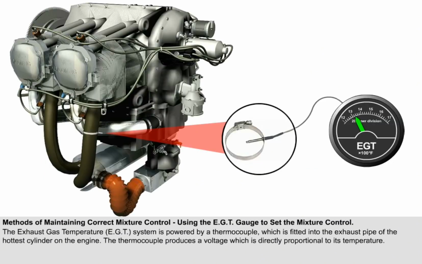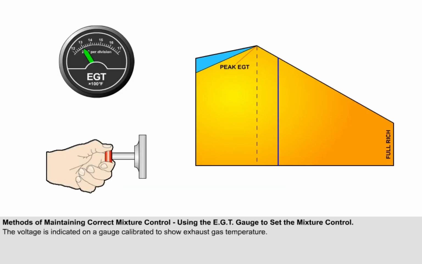The second method utilizes the exhaust gas temperature gauge. The exhaust gas temperature system is powered by a thermocouple, which is fitted into the exhaust pipe of the hottest cylinder on the engine. The thermocouple produces a voltage which is directly proportional to its temperature. The voltage is indicated on a gauge which is calibrated to show exhaust gas temperature.